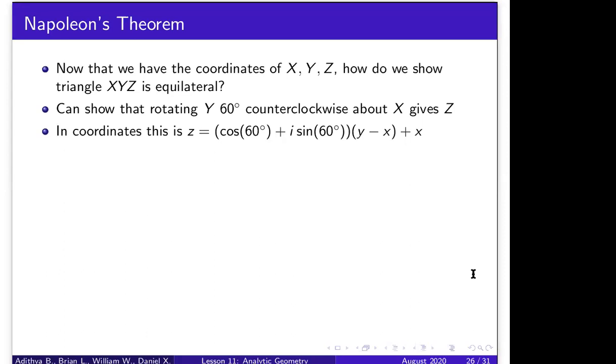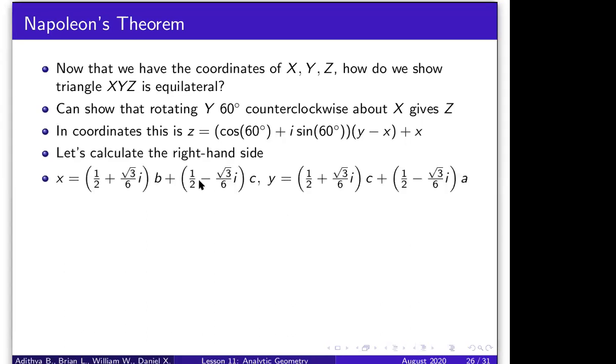So let's compute the right-hand side first. We know what the left-hand side is already. We have the coordinates of Z. So we'll just have to expand the right-hand side. So let's go through it step by step. We have our expressions here for Y and X. So let's calculate Y minus X first.